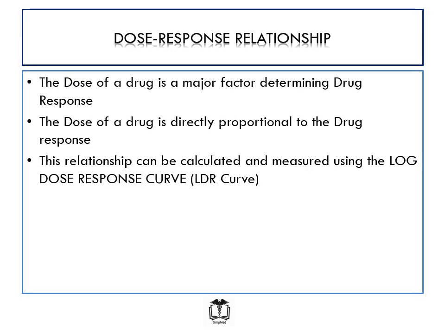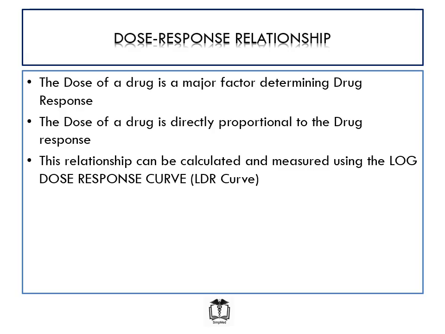Let's talk about dose response relationship. Now, typically, doses are a major factor determining the drug response. The dose of a drug is directly proportional to the drug response, and this is simply explained by, for example, if we are using paracetamol, let's say we have a headache now and we're taking paracetamol, we take one tablet of paracetamol, that's a particular dose of paracetamol, probably let's say 500 milligram of paracetamol.